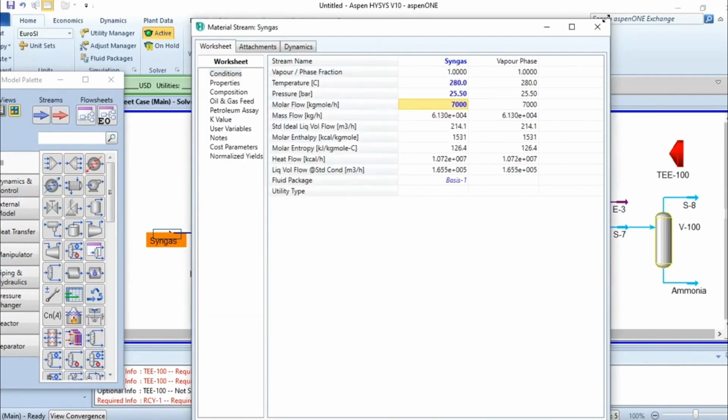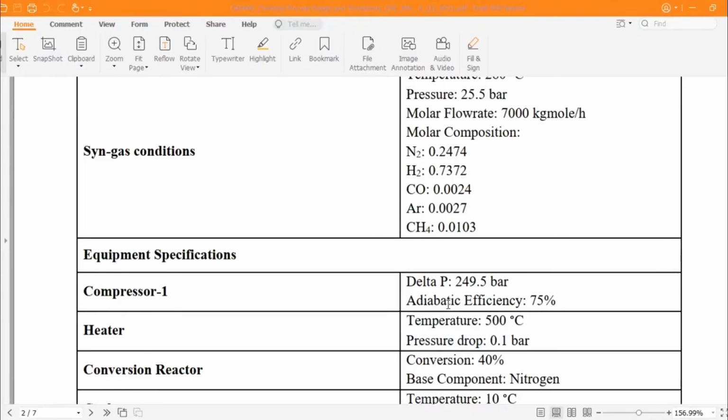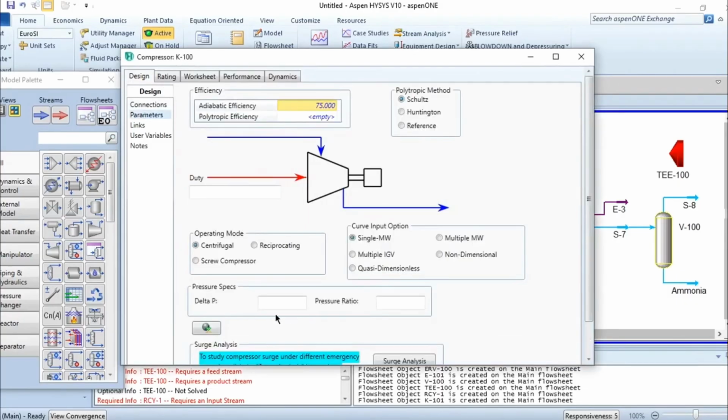And then what are the specifications of this compressor K1? The delta P is 249.5 bar and the adiabatic efficiency is 75%. If you look at the compressor and go to these parameters, you can see this delta P you can specify here.